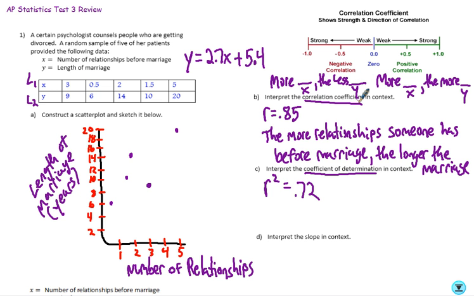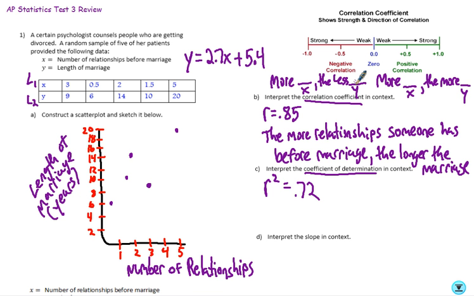An example of something that's a negative correlation might be, the more you miss school, the lower your grades are going to be, right? So as x increases, y decreases. In this case, we're saying as x increases, more relationships, the marriage tends to last longer.